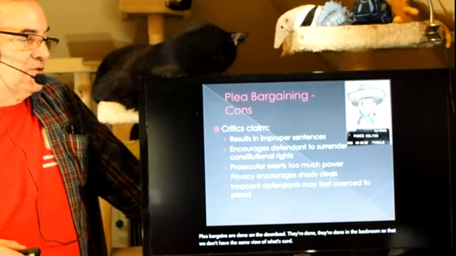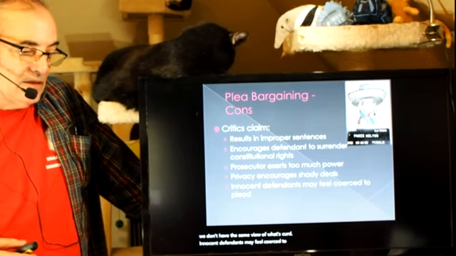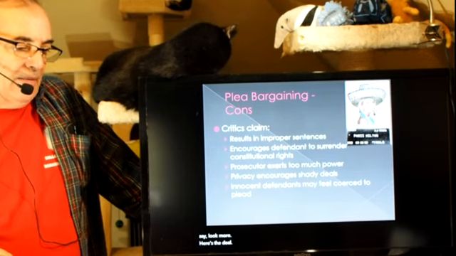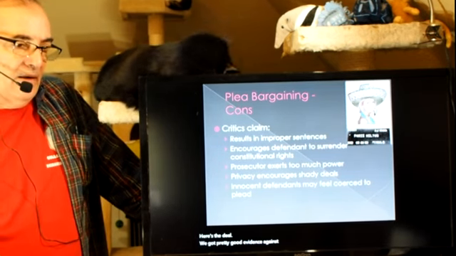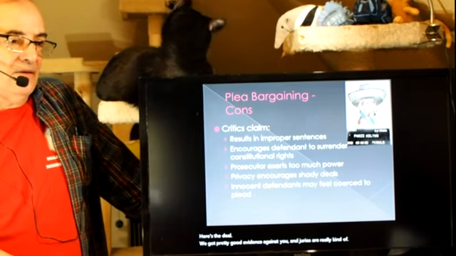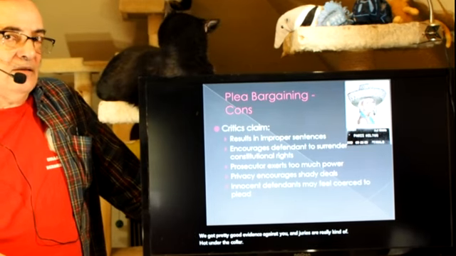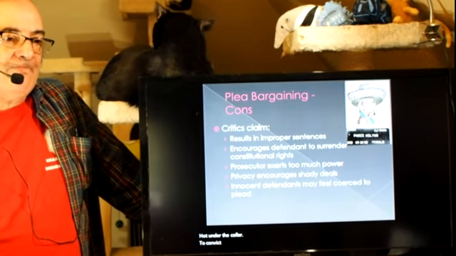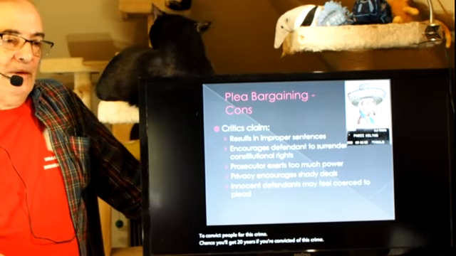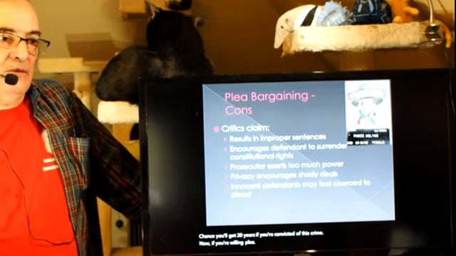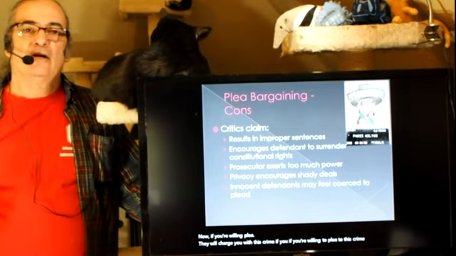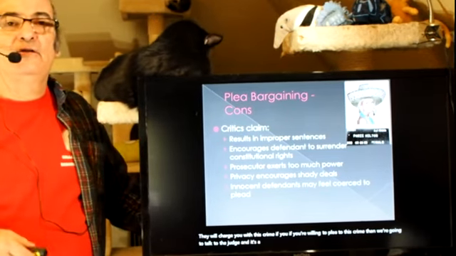Innocent defendants may feel coerced to plead. And think about this. This can be problematic if they say, look, Mark, here's the deal. We got pretty good evidence against you, and juries are really kind of hot under the collar to convict people for this crime. It's a good chance you'll get 20 years if you're convicted of this crime. Now, if you're willing to plead, we'll charge you with this crime. If you're willing to plead to this crime, then we're going to talk to the judge, and it's basically a guarantee that you're going to get 2 years.